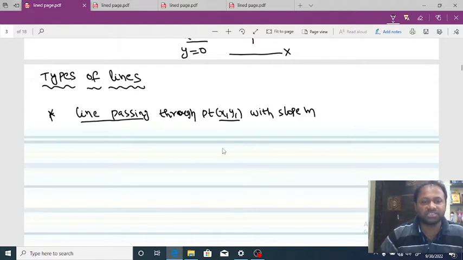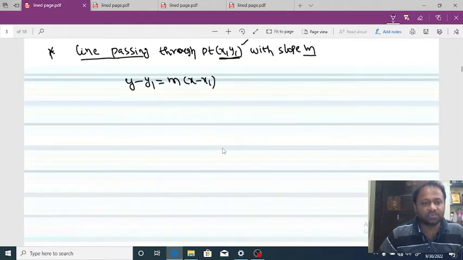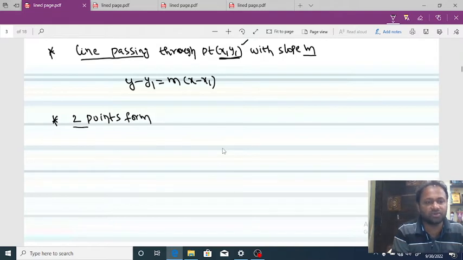What is the form of the straight line? The straight line form is y minus y1 is equal to m into x minus x1. So this is the line which passes through the point x1 comma y1 with the slope m. So whenever one point is given, this is the equation of the straight line. Suppose 2 points are given. What is the two points form?